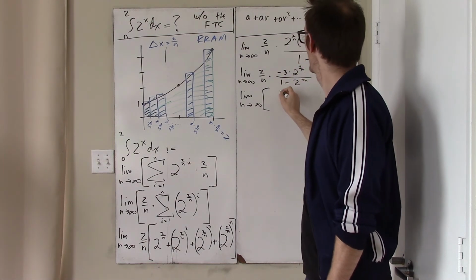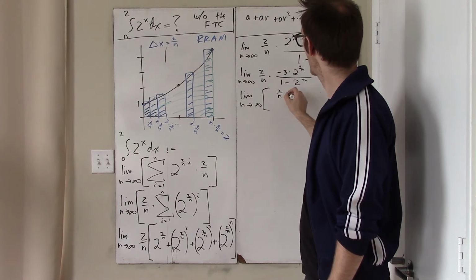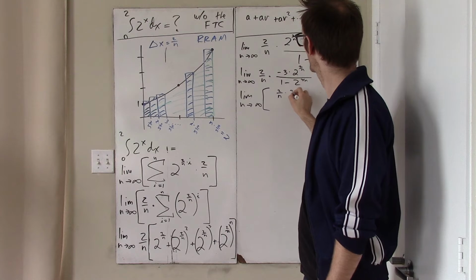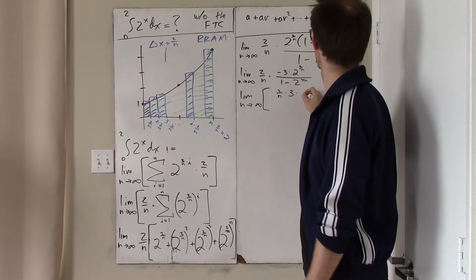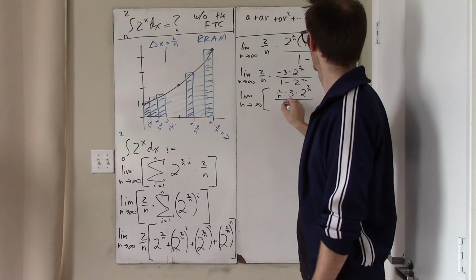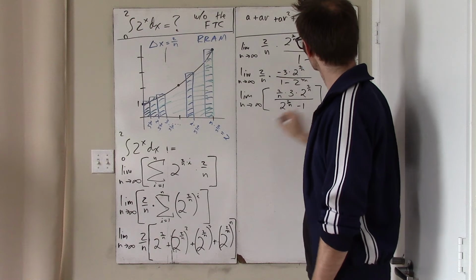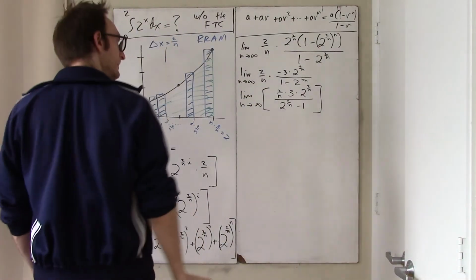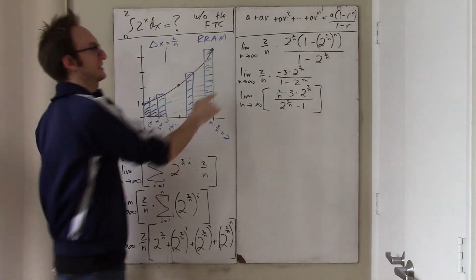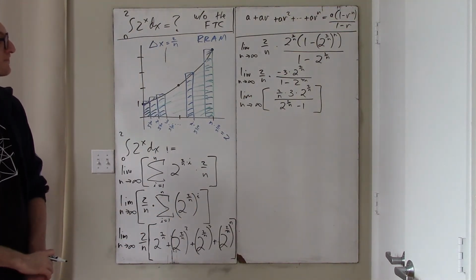This is 2 over n times 3 times 2 to the 2 over n all over 2 to the 2 over n minus 1. And I think I just, on a hunch, took that 2 over n and stuck it up in the numerator. Okay, so, good.